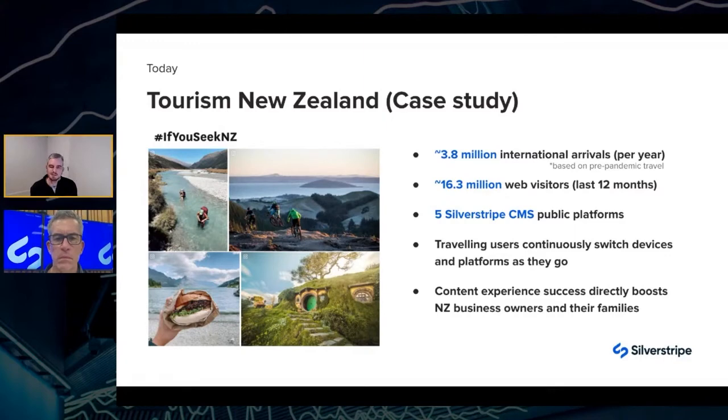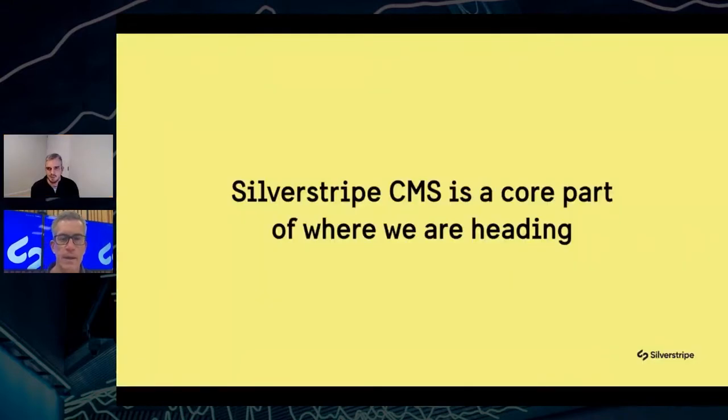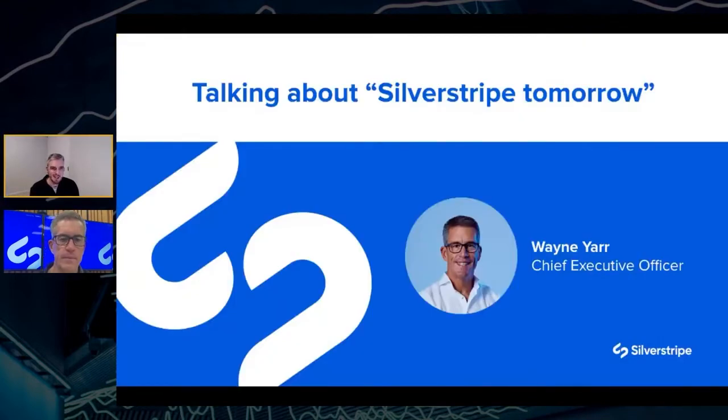But I think fundamentally, and this is something I'm really trying to highlight here, the content experience success of Tourism New Zealand actually directly boosts New Zealand business owners and their families. So right at the heart of these unified experiences, of these core functionalities, these foundations that Silverstripe CMS wants to strengthen today, are people in New Zealand who are directly benefited by us succeeding in where we're heading. So Silverstripe CMS to us is indispensable. It's a core part of where we are heading. And so I wanted to hand it over to Wayne to talk a little bit about Silverstripe tomorrow.